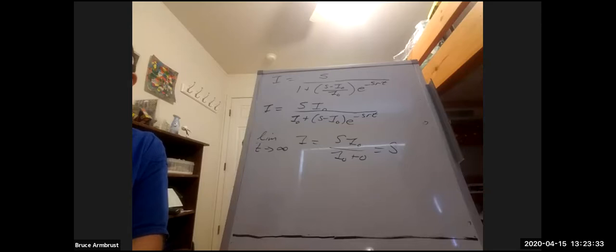All right, so does that make sense? I'm sorry, how did the S minus I naught in the parentheses go away when we had e to the 0?